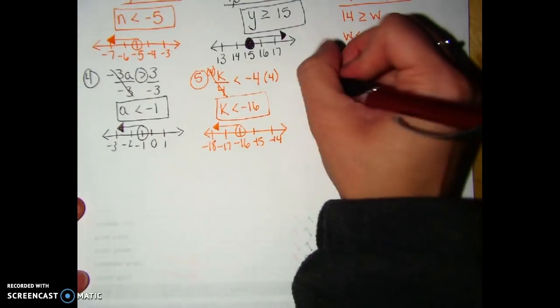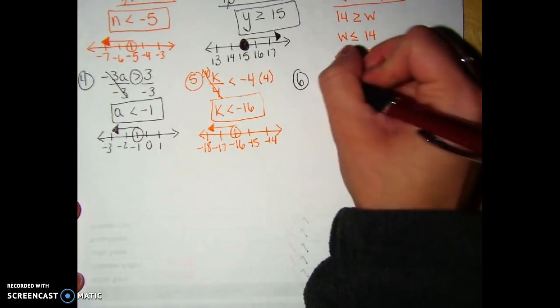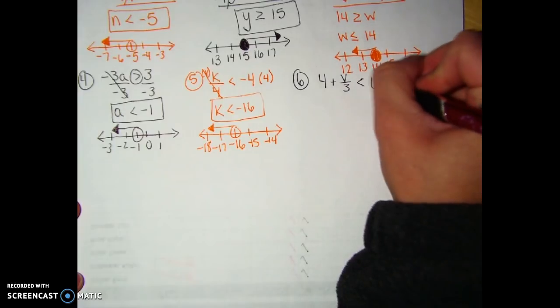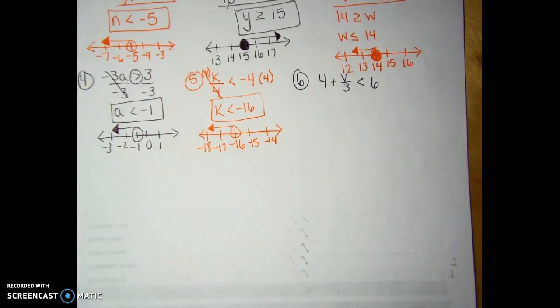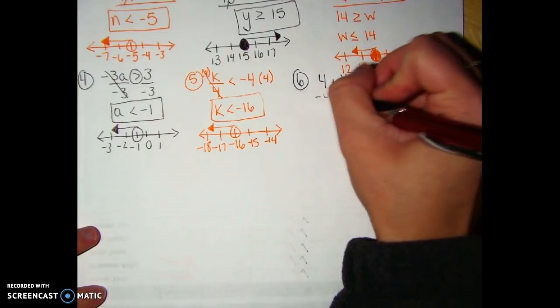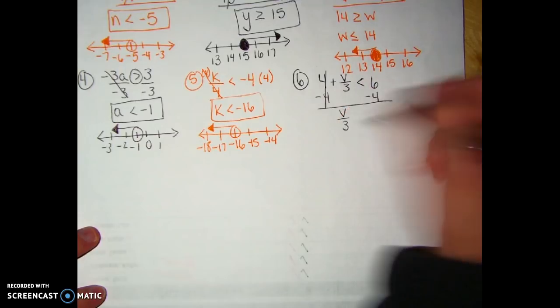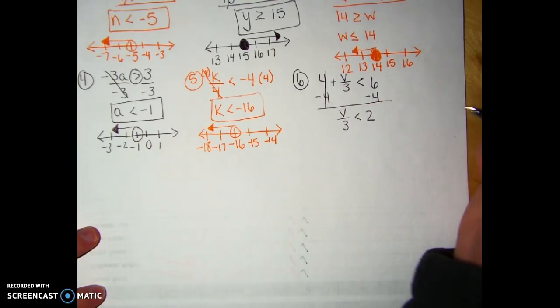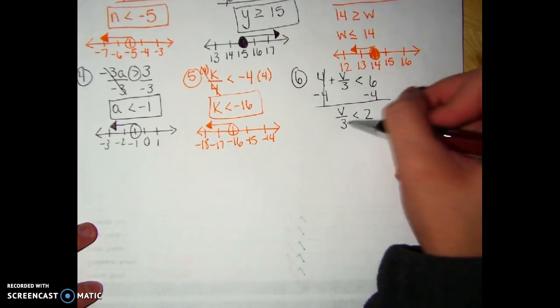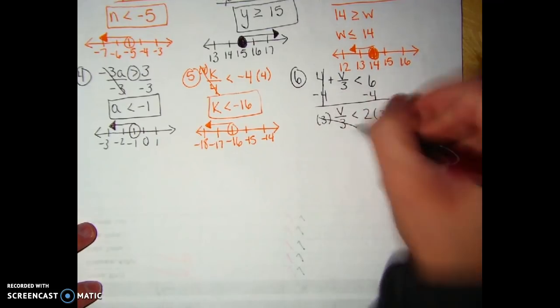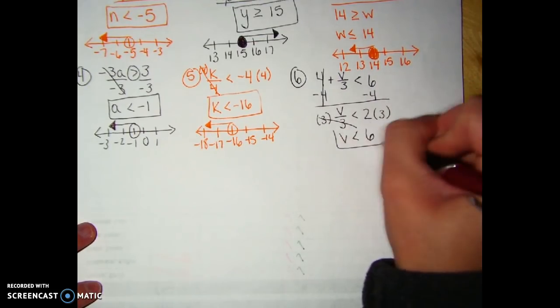Okay, let's do a two-step. 4 plus v over 3 is less than 6. So in a two-step equation, normally you would either add or subtract first. This is the case as well for this one. So I'm going to subtract 4. That's v divided by 3 is less than 2. And now I need to get rid of that divided by 3, so I multiply. v is less than 6.